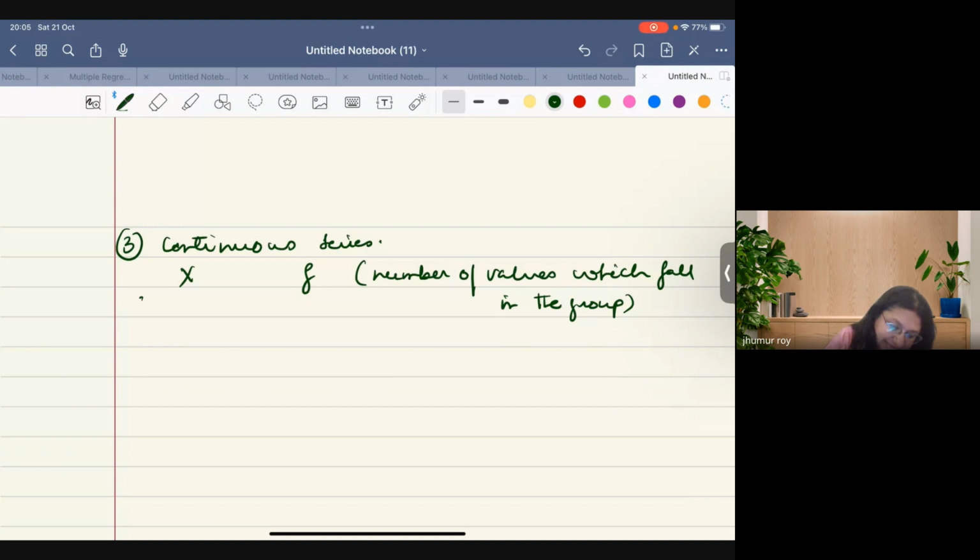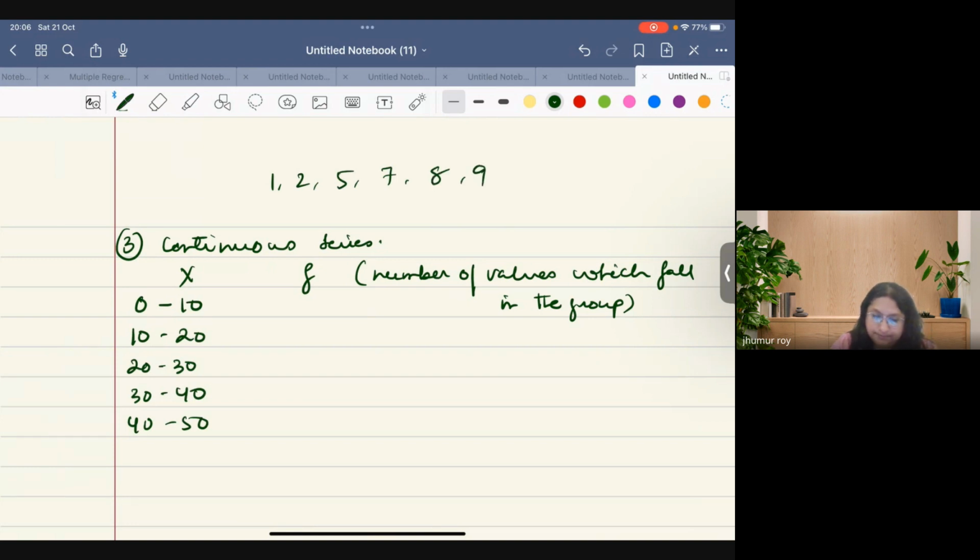For example, we say 0 to 10, then we have 10 to 20, 20 to 30, 30 to 40, 40 to 50. So now I've got these values. Suppose I'll just give an example of the first row. Suppose I've got values 1, 2, 5, 7, 8, 9. Now, all these values are falling between 0 to 10. So, I will write 1, 2, 3, 4, 5, 6. So, I'll say 6 values are there which are falling in the class interval of 0 to 10.